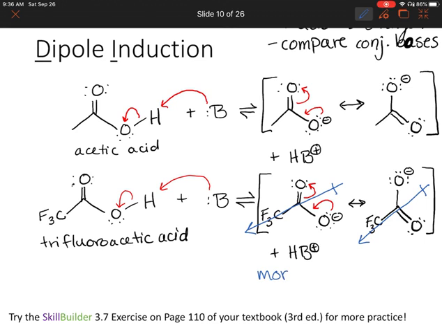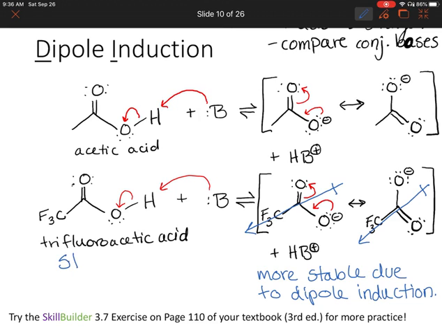So this is more stable due to dipole induction. So really, if a molecule has any opportunity to spread out its charge, it will, because that will stabilize it. Okay, so trifluoroacetic acid has the more stable conjugate base, so it is the stronger acid.